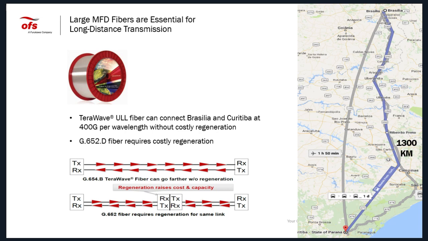And also, we don't build a link only to transport one wavelength, but to transport many wavelengths, like 10, 20, or even 40 wavelengths. So imagine if we have 40 wavelengths on J652D, we need to regenerate 40 wavelengths. Imagine the cost of the electrical regeneration here in the middle. That's why I told you that the choice of the optical fiber is very important, and it can save a lot of money during the rollout.